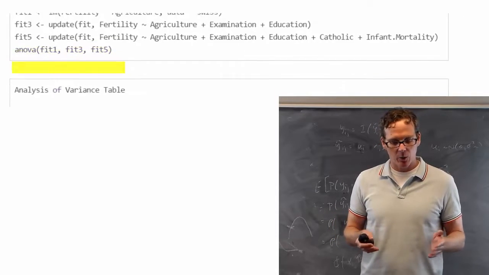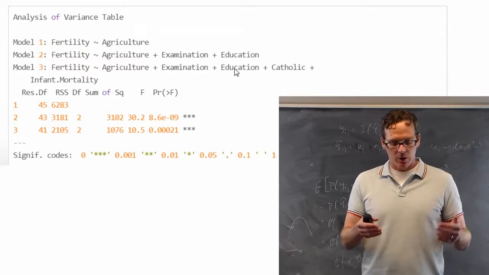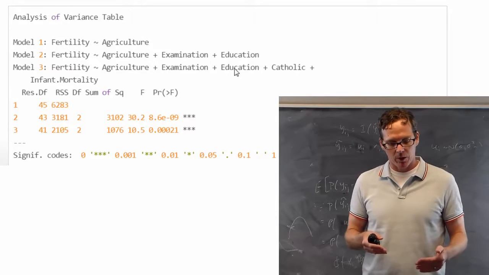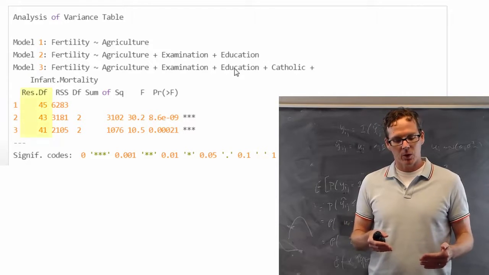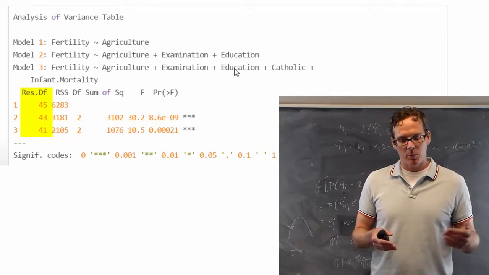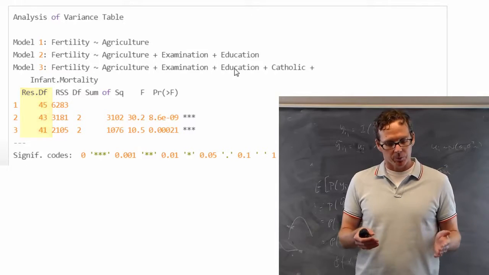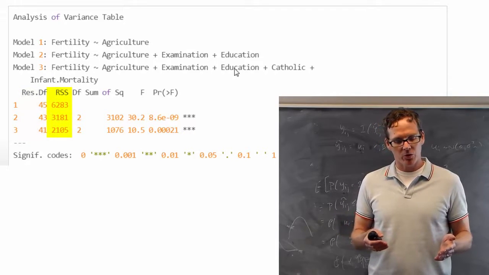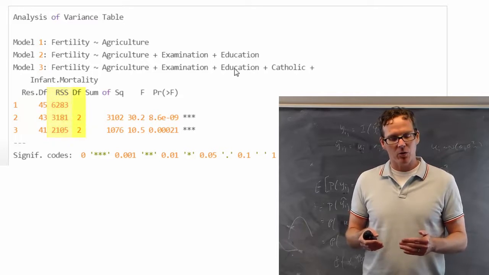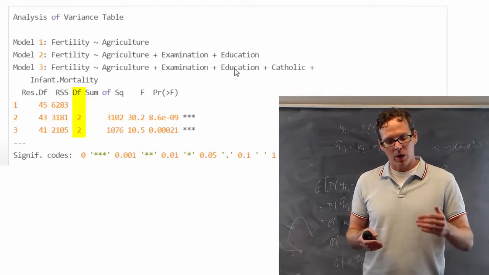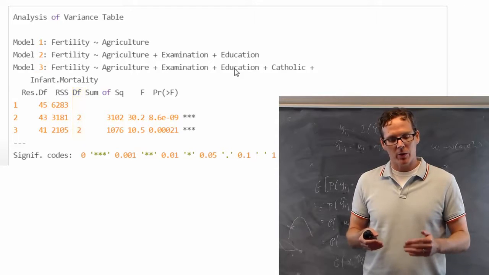And then you see down here what you get is a listing of the models, model 1, model 2, model 3, and then it gives you the degrees of freedom. Okay, that's the number of data points minus the number of parameters that it had to fit. The sums of squares, the residual sums of squares, and then the DF is the excess degrees of freedom of going from model 1 to model 2 and then model 2 to model 3.